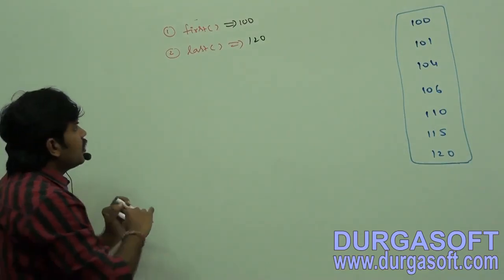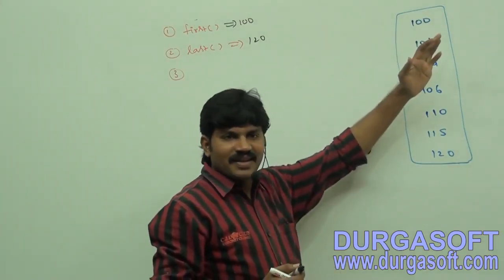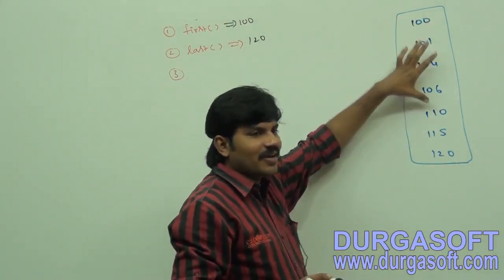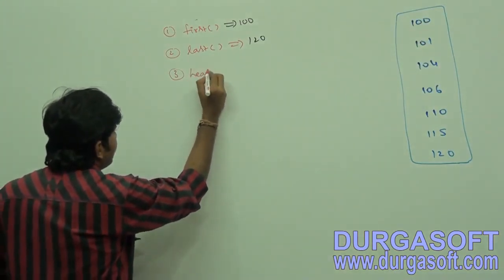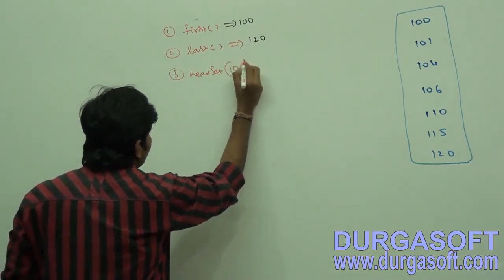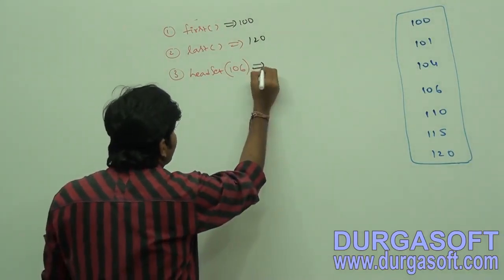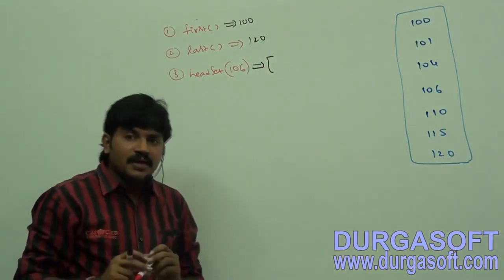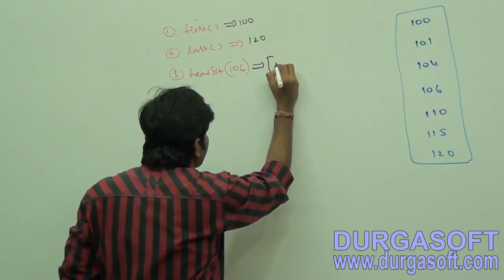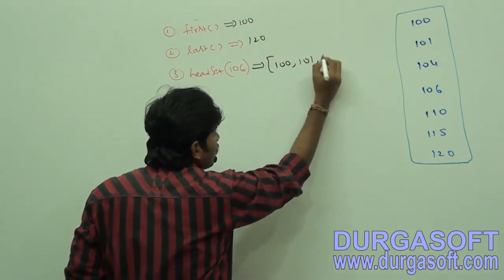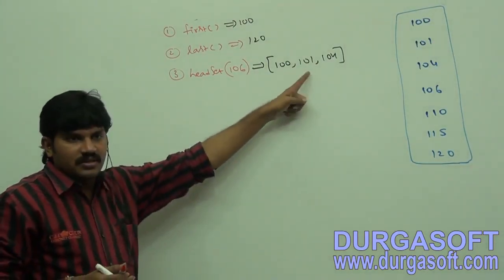Next, can you please tell which elements are there before 106? Which is the head part of 106? What is the method name here? headSet of 106. It returns a sorted set whose elements are less than 106. Do you know what that is? 100, 101, 104. That's all. Not less than or equal to; less than 106.